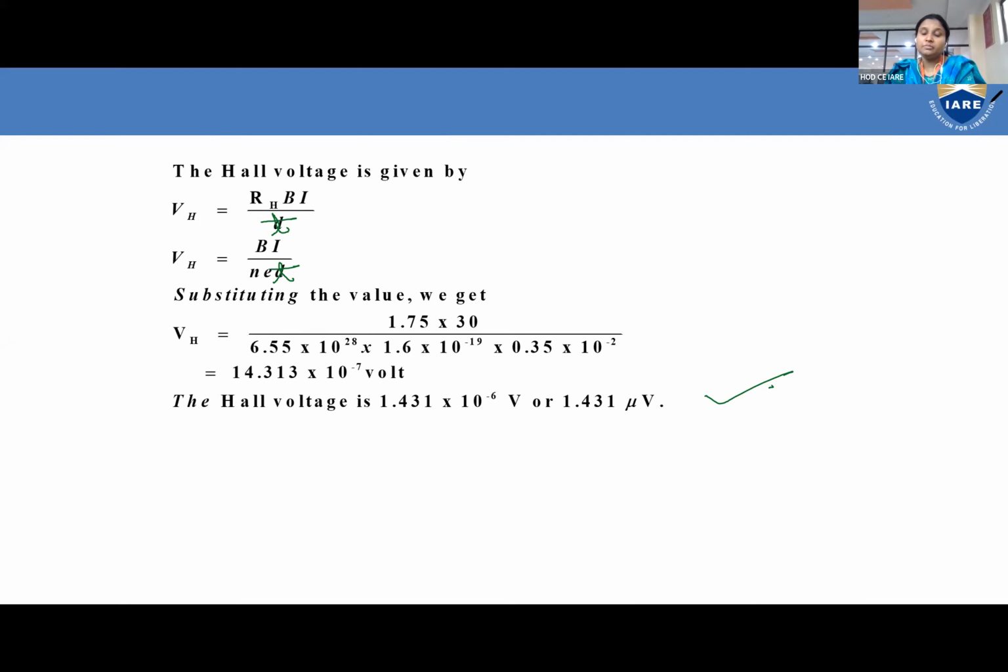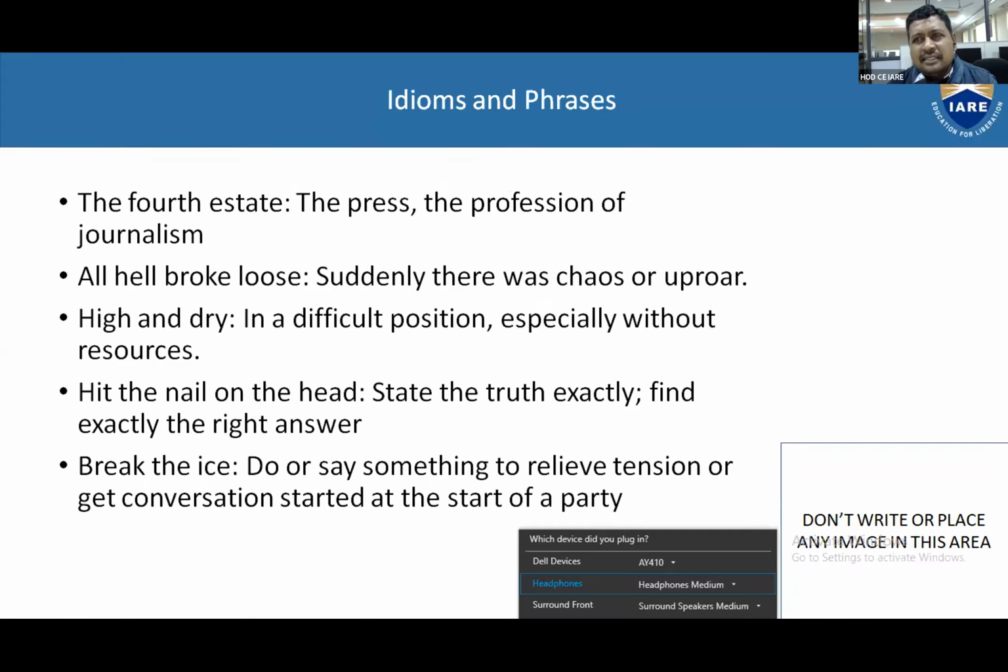And how many of you have uploaded all the previous weeks' experiments in your login? Did you do the previous experiments? Yes, ma'am.